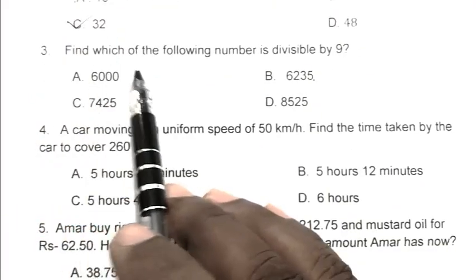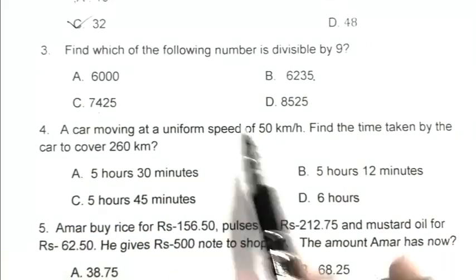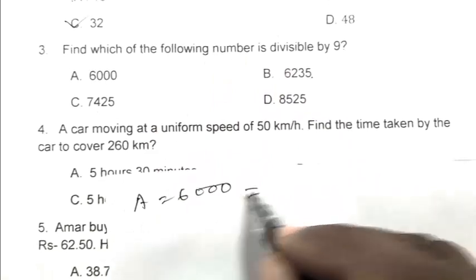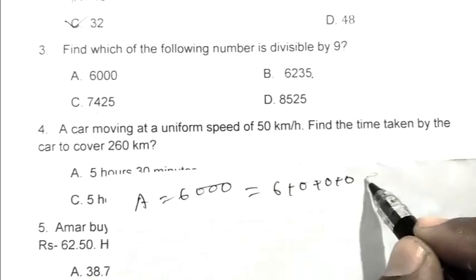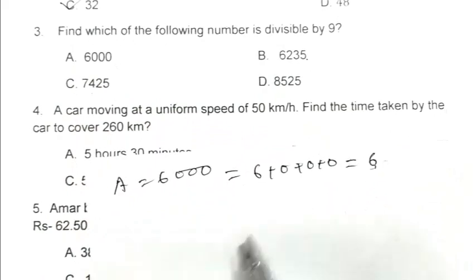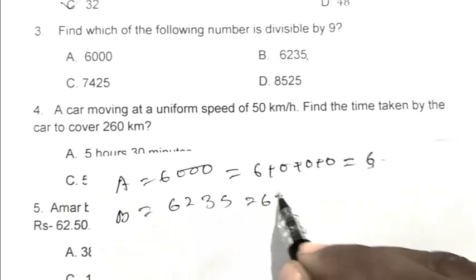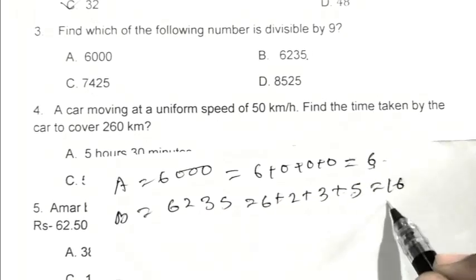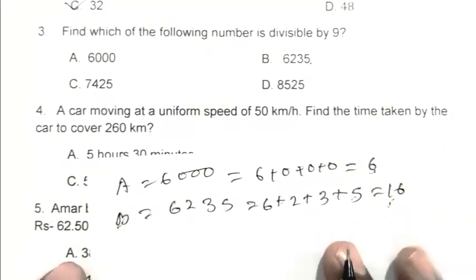Question number 3. Find which of the following numbers is divisible by 9. Option A, 6000, adding all digits we get 6 plus 0 plus 0 plus 0, that is 6. It is not divisible by 9. Again option B, 6235, so 6 plus 2 plus 3 plus 5, that is 16. It is also not divisible by 9. So B is not my answer.